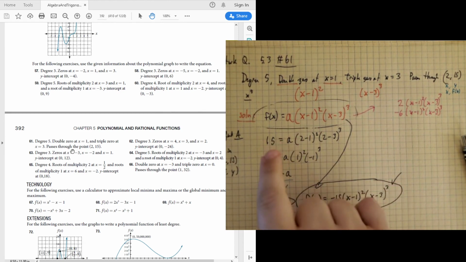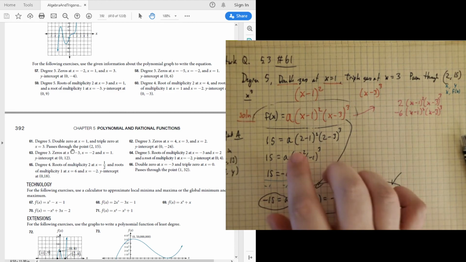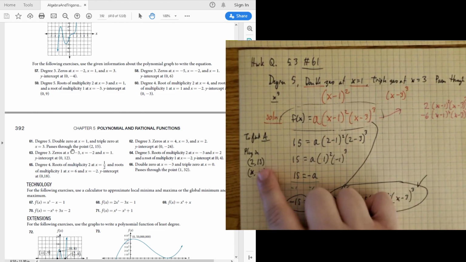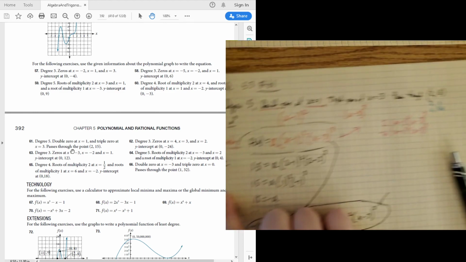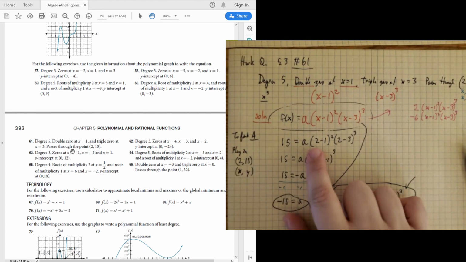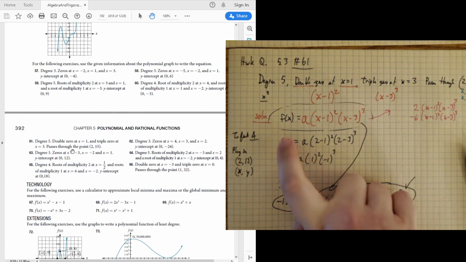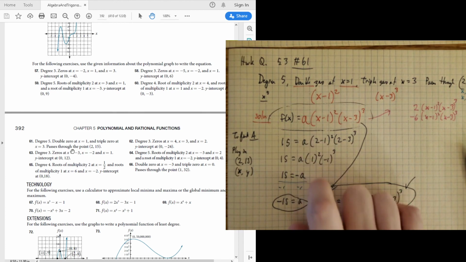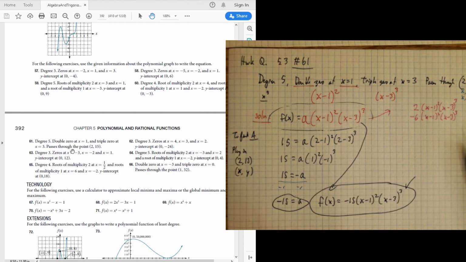Make sure you take this step to figure out what a should be. And how do we do that? Well, we just plugged in 2 and 15, which were the two things they gave us from the very beginning. Everywhere there was an x, we replaced it with 2. Everywhere there was an f of x, we replaced it with 15. And then we just solve like normal. That'll be it. A few minutes to do that. And there we go. I hope this helps.